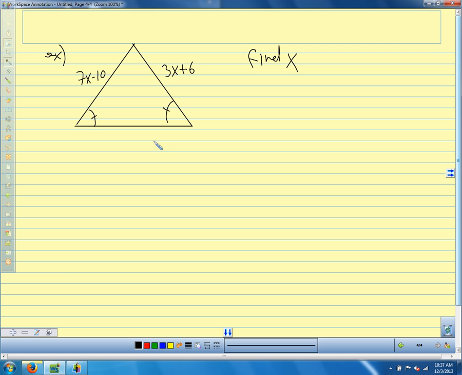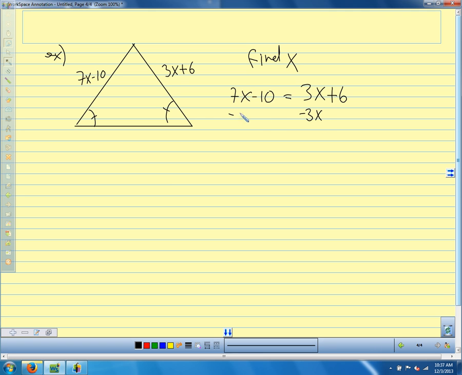What's that? We have to set them equal to each other. And why do we set them equal to each other? This triangle is an isosceles triangle. When the base angles are congruent, we know that the sides are congruent. So that means these two are equal to each other. So 7x minus 10 equals 3x plus 6. And then we're just going to solve for x.